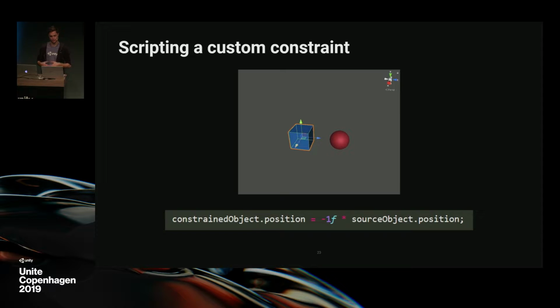To illustrate, or to go through the steps of building your own custom constraint, we came up with the simplest constraint possible. It's just one line of code. We take the position of one transform, multiply it by -1, and write it to another transform. So in the example over here, the user is moving the blue cube. When the blue cube gets moved, we take its position, multiply it by -1, and write it to the red sphere, which is our constraint object.